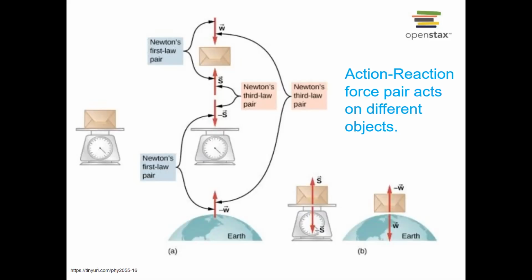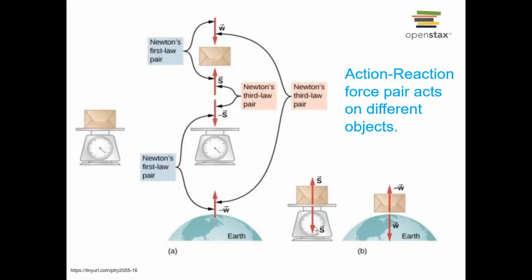So it says Newton's first law pair and then Newton's third law pair. If two forces are action and reaction forces, then sometimes they are called a Newton's third law pair. If two forces cancel out each other acting on the same object, they are sometimes called a first law pair. Basically you can see here on the object, these two forces are acting on the same object, right?